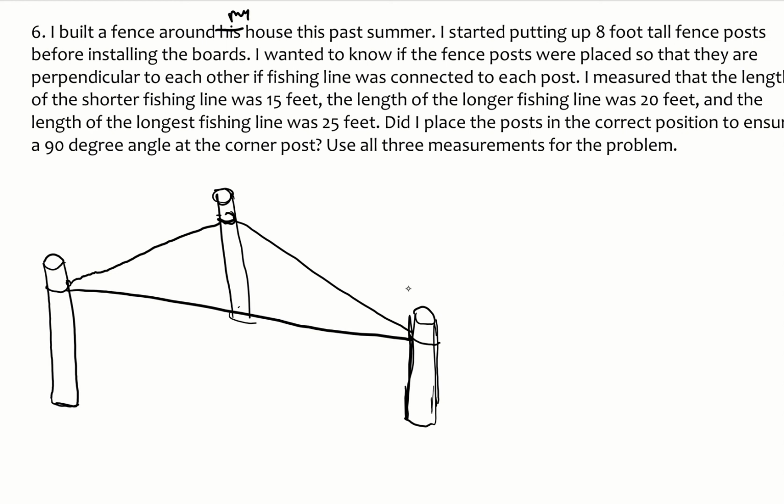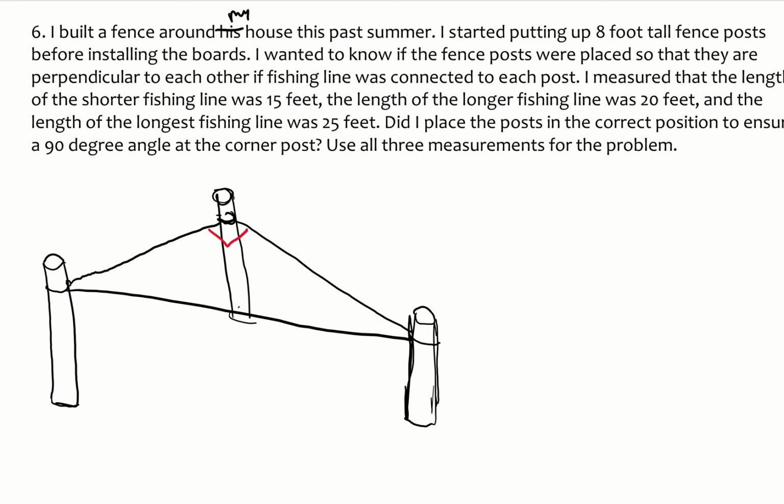I measured that the length of the shorter fishing line was 15 feet. The length of the longer fishing line was 20 feet. The length of the longest fishing line was 25 feet. Did I place the posts in the correct position to ensure a 90-degree angle at the corner post? Use all 3 measurements for the problem. So I want to show that this is perpendicular.